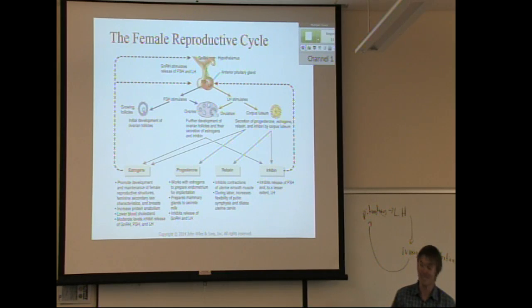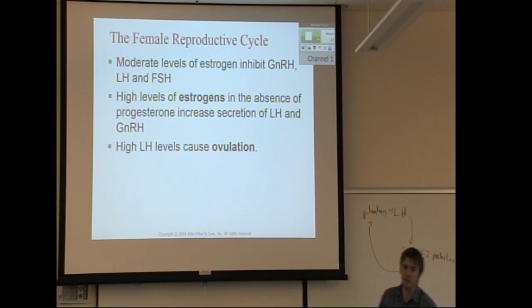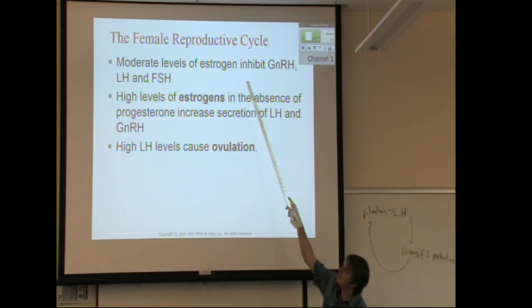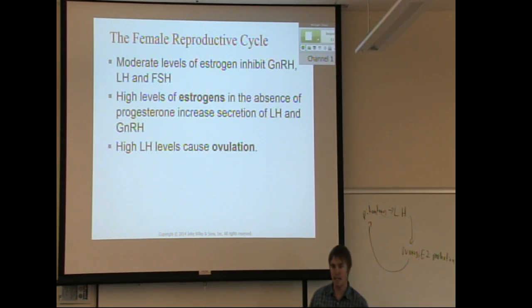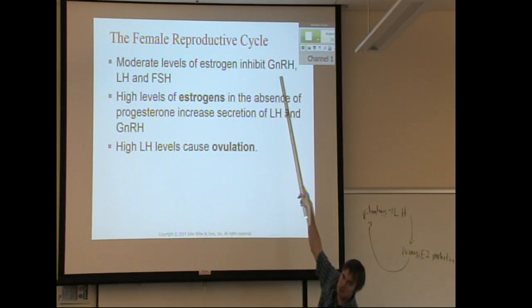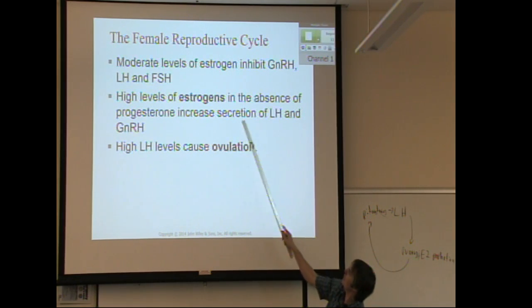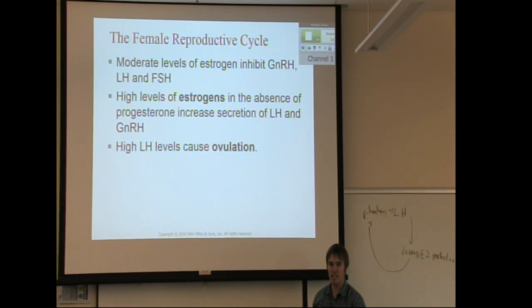When it has medium estrogen, it tells it to stop LH. When it has high estrogen, it says to produce more LH. I even have a slide of it. So low levels of estrogen tell you to make more LH and FSH. Moderate levels inhibit, but super high levels, when there's no progesterone, increase LH and FSH.